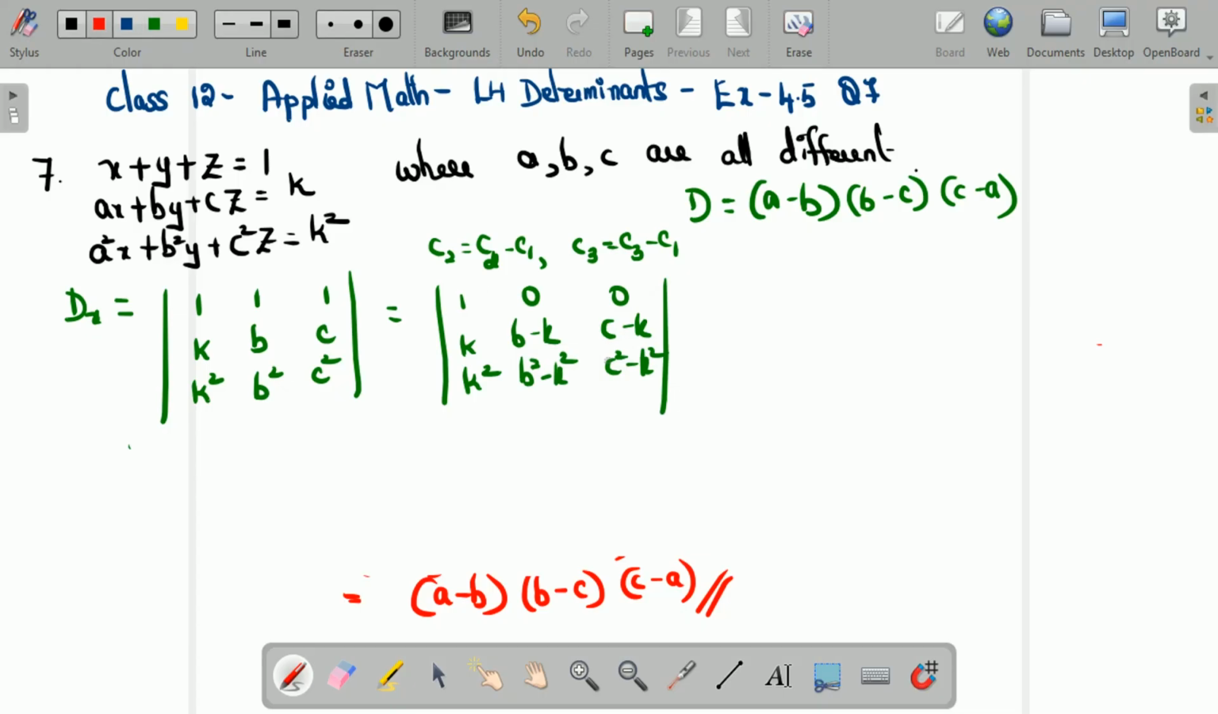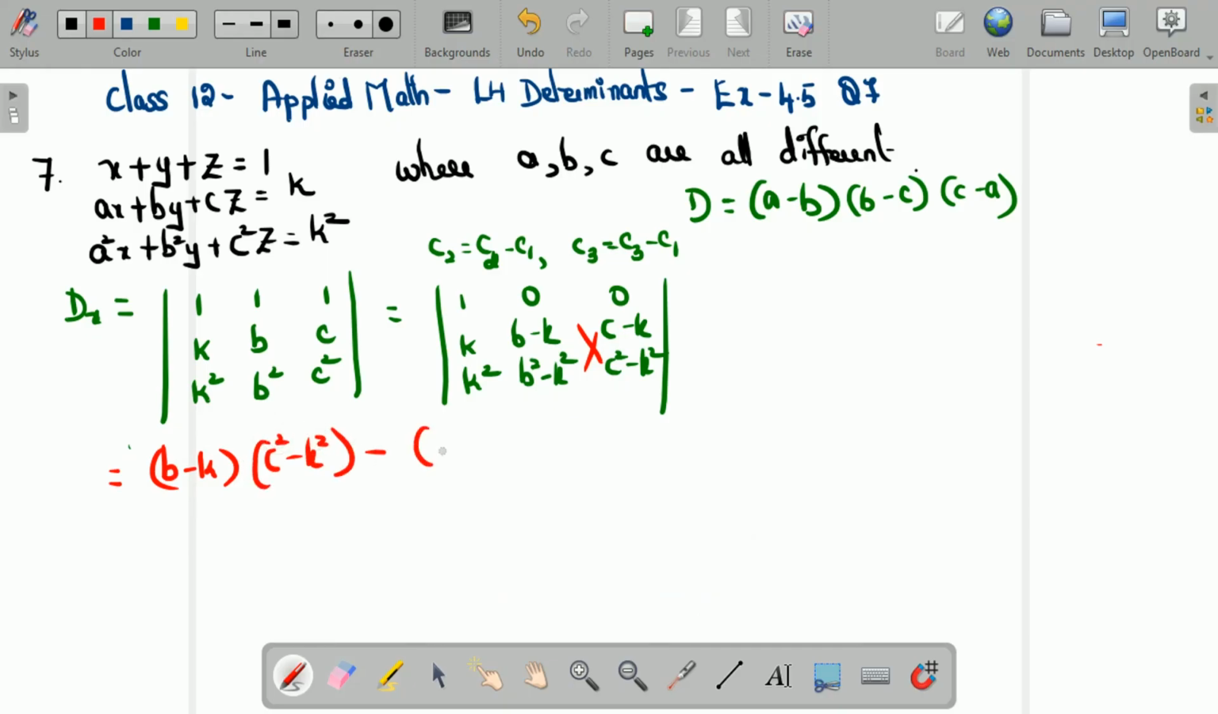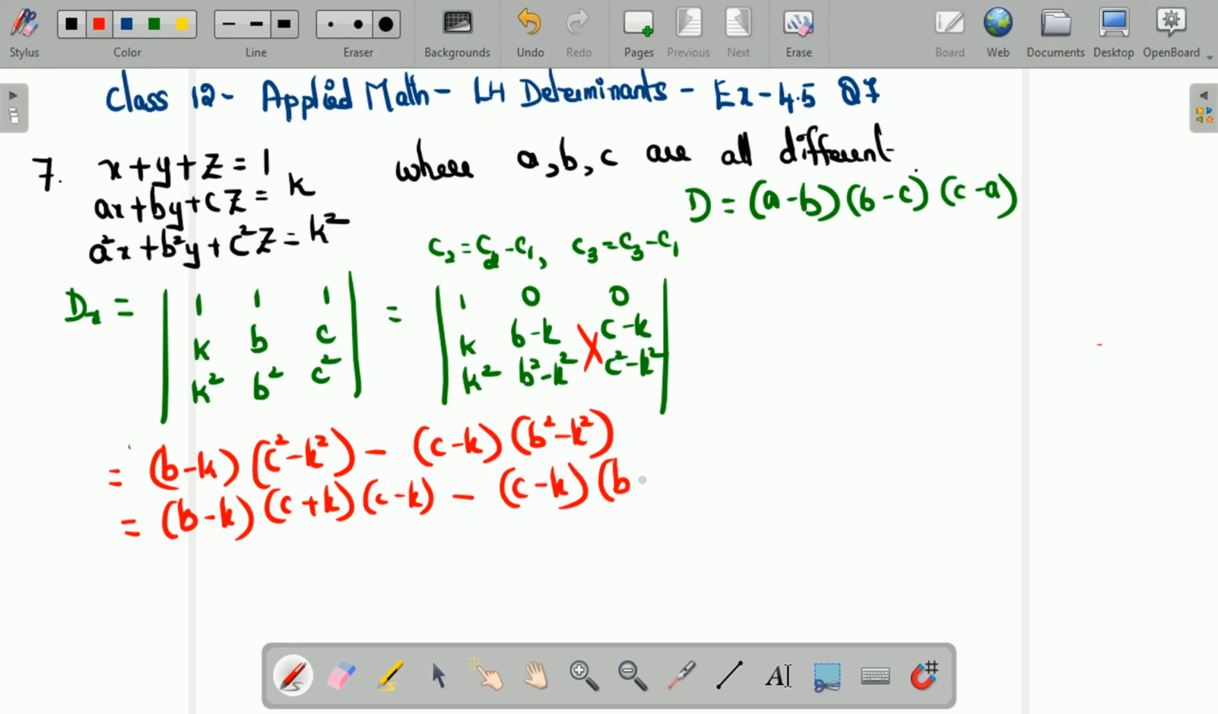Now if you expand this determinant, all we need to do is this particular cross product. Let's expand. So this is (b minus k) into (c squared minus k squared) minus (c minus k) into (b squared minus k squared). So here also we are going to expand the c squared minus k squared. So let's do it: (b minus k) into (c plus k) into (c minus k). Now again minus (c minus k) into (b plus k) into (b minus k).